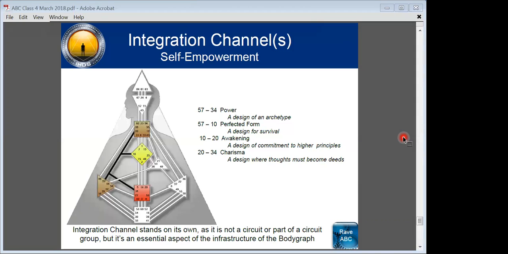Now, you can also have the 34 power, the sacral power, go to the 57. That's the channel of power. And it says a design of an archetype. Well, we now know what kind of archetype it is. It's just human. It's a human archetype. It's intuitive response in the now, human, that is in power, self-empowering its own intuition to survive based on, yeah, wanting to make sure you're around tomorrow.